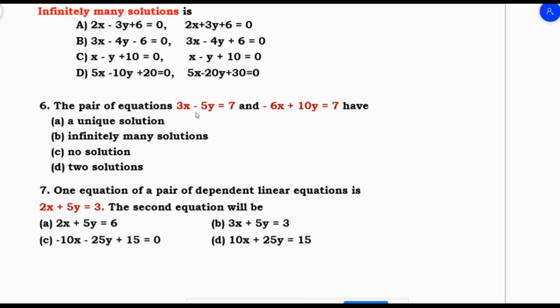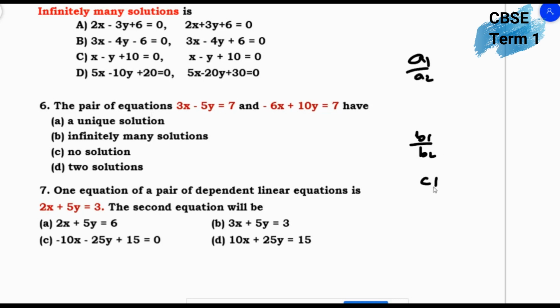The pair of equations 3x minus 5y is equal to 7 and minus 6x plus 10y is equal to 7 have which solution? Unique solution or infinitely many solutions? No solutions, two solutions. To find the number of solutions, we are going to compare the ratios of the coefficients of these two linear equations. So we will start with a1 by a2, b1 by b2, and c1 by c2.